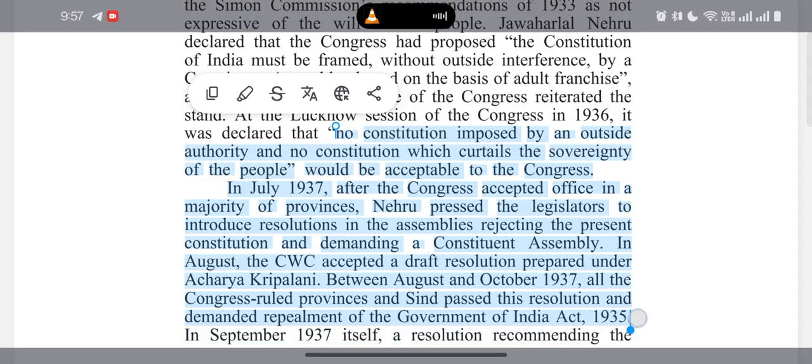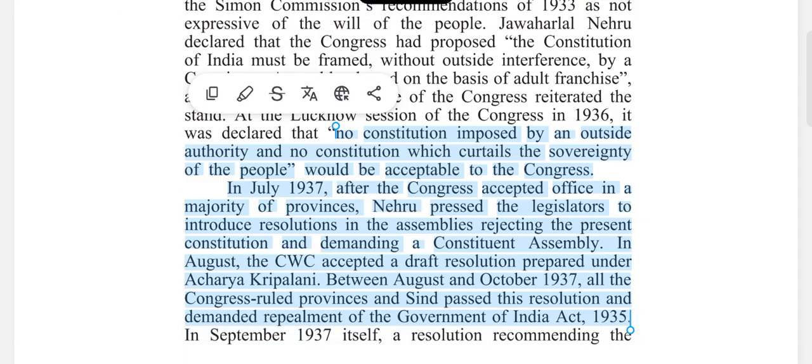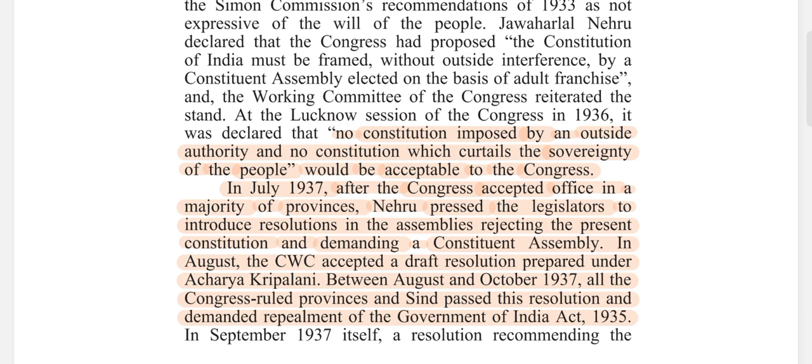At the Lucknow session of the Congress in 1936, it was declared that no constitution imposed by an outside authority and no constitution which curtails the sovereignty of the people would be acceptable to the Congress. In July 1937, after the Congress accepted office in a majority of provinces, Nehru pressed the legislators to introduce resolutions in the assemblies rejecting the present constitution and demanding a Constituent Assembly. In August, the CWC accepted a draft resolution prepared under Acharya Kripalani.